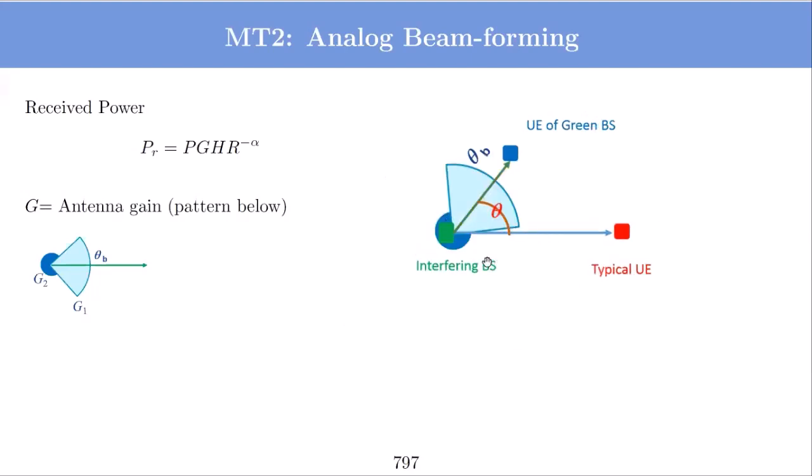Okay, so this makes it a bit clear. If your antenna is oriented this way, the beam pattern can be modeled using this sectorized pattern. So in this angle, the gain is G1 and the beamwidth is theta b. In this angle, the gain is G2. And in this particular case, the typical UE is outside this beam, so the gain would be G2. Okay, if the typical user was here, the gain would be G1.